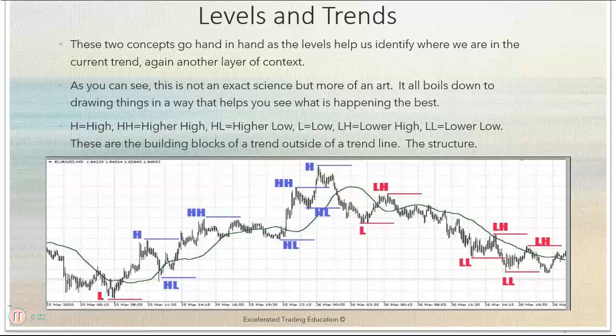So H equals high, higher low, low, lower high, and lower low. Obviously you can pause this and really digest what is going on here. These are the building blocks of a trend outside of a trend line, so the structure. This is a quick way. Again, there are different ways of explaining structure, but this for me has been one of the easiest ones to digest and understand, right?